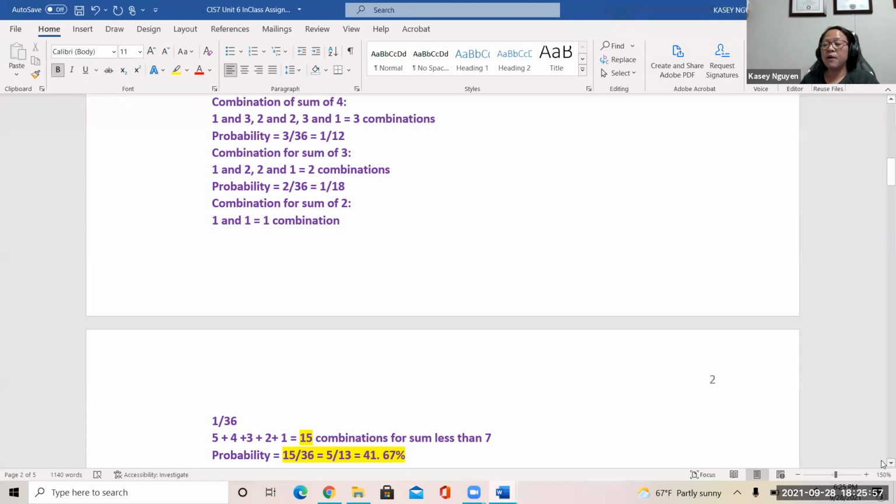So your probability for the dice toss result that would give us less than 7 as a sum is 15/36, or 5/13. In that, if we take the top and the bottom divided by 3, we would reduce that down to 5/13. And if you want to calculate that into the percentage, you would see that there will be 41.67% to get less than 7 as a sum. Okay, so 5/13 tosses would give us less than 7 as a sum.